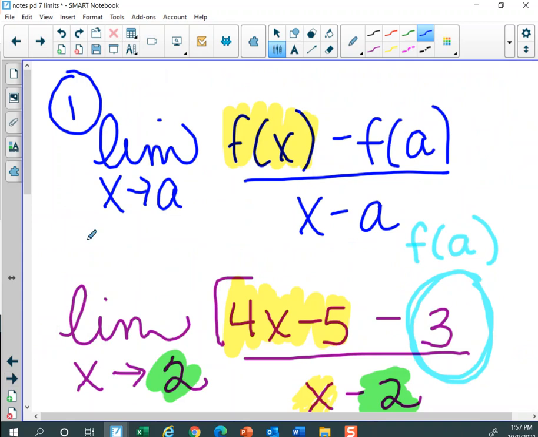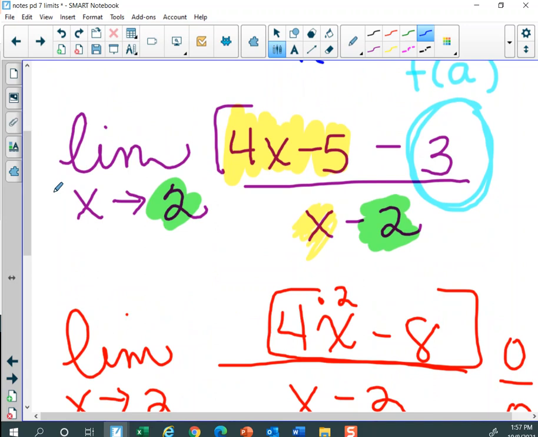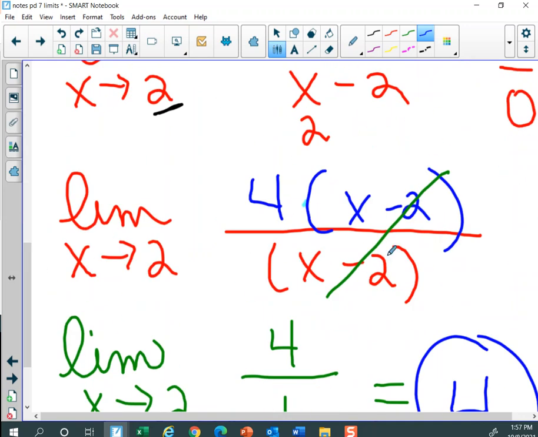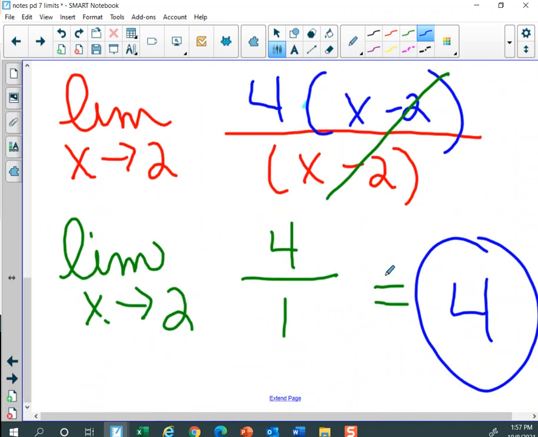We take our formula, we fill in the individual specifics for the problem: the a value that we're given, the f of x expression that we're given, the x. We have to calculate f of a. If we do it correctly, the resulting combination should be a numerator and denominator that generates a 0 over 0 when you plug in the a value. You should be able to factor and divide out the common factor and then calculate the limit.